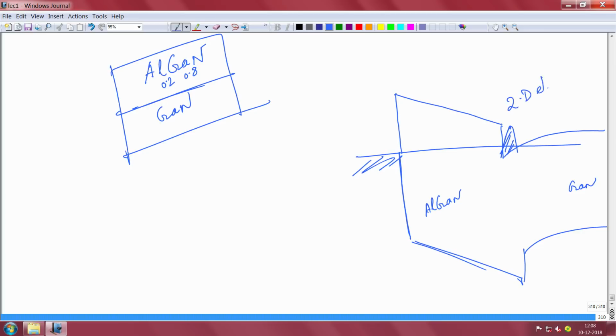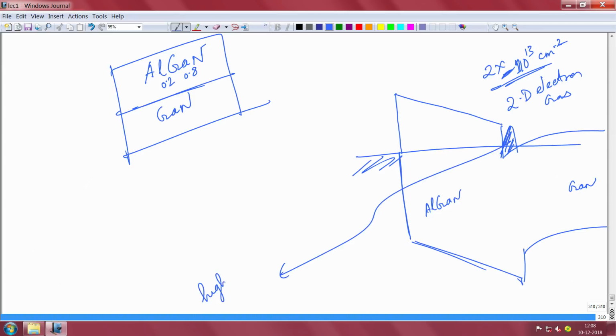This 2D electron gas is very, very high density. This could be at least 10 to the power 13 per centimeter square, which is not possible with silicon based MOSFET or gallium arsenide based devices in equilibrium. It can be even, depending on the design, 2 into 10 to the power 13, which is insane, very, very high. So they can carry very high current, much higher than gallium arsenide or silicon, and that has its own advantage.